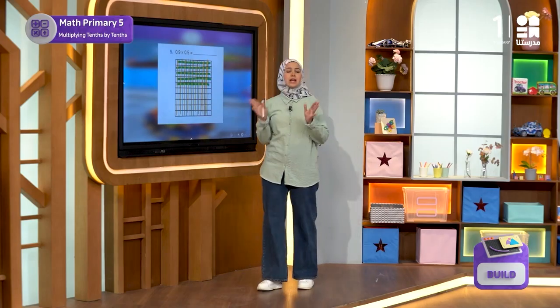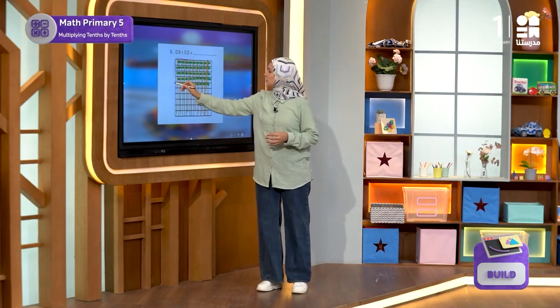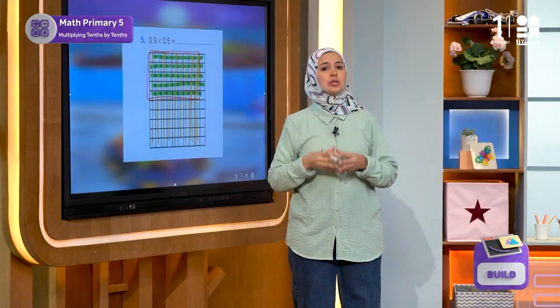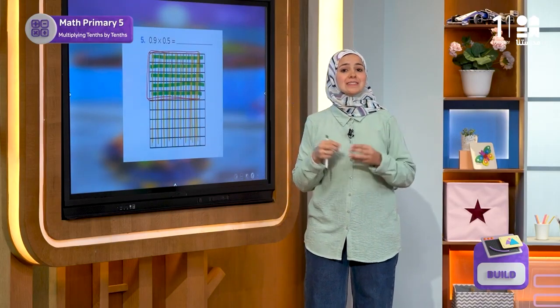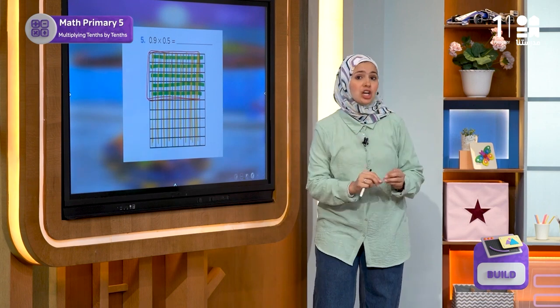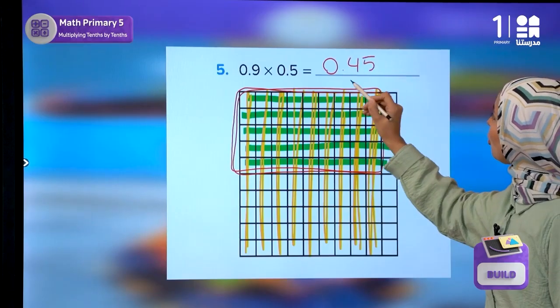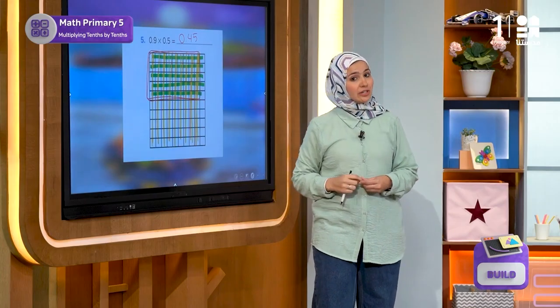Okay. Now, after we count the overlapping squares like that, what do we notice? We notice the sum is what? 45 squares. So the answer is 45 hundredths. Let's write it together. So the answer is 0.45. I'm sure that you got your answer correct.